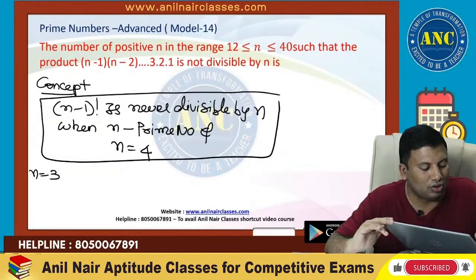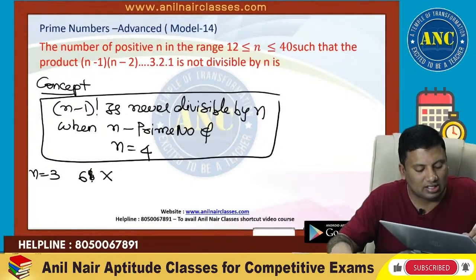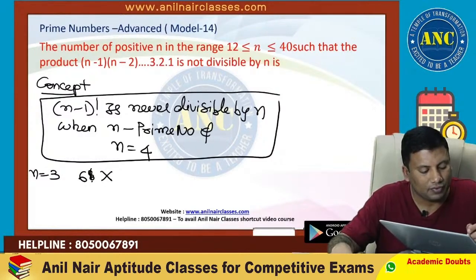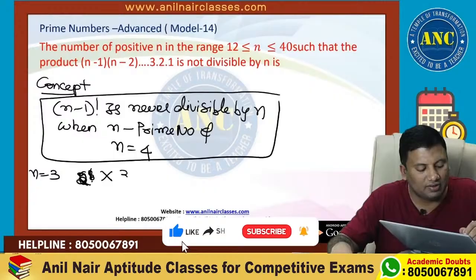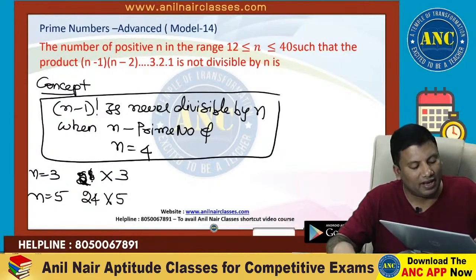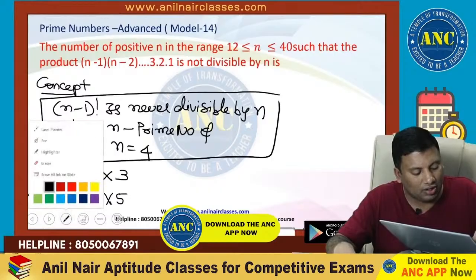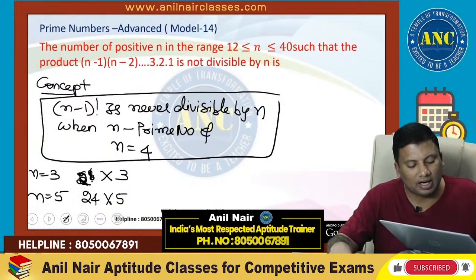N equivalent to 3. 3 minus 1, 2 factorial, which is 2. 2 is never divisible by 3. If n is 5, 5 minus 1, 4 factorial, 24 is never divisible by 5. So, n minus 1 factorial is never divisible by n when n is a prime number and n equivalent to 4.